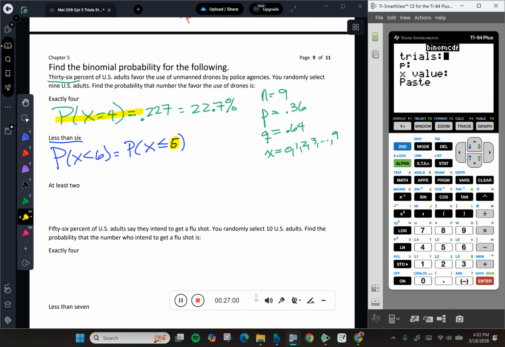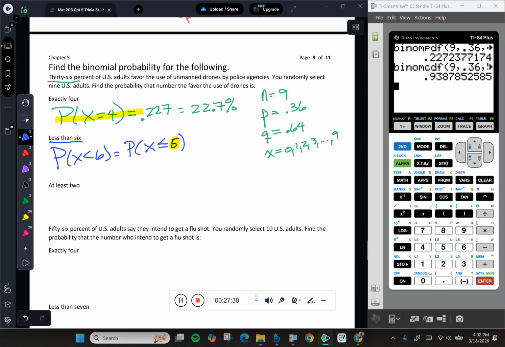Now, one thing to be careful of. This screen looks exactly the same as the screen looked for the first part. The only difference is way up at the top, there's a little C instead of a P. There's still 9 trials. It's still a 0.36 probability of success. But when I put a 5 there, I'm not telling it just to find 5. I'm telling it to find 5 and everything else below 5. Paste it back in. See up there, binomial PDF, down here, CDF. Enter, and I get, I'll just put it straight as a percent, what is that, 93.9%?